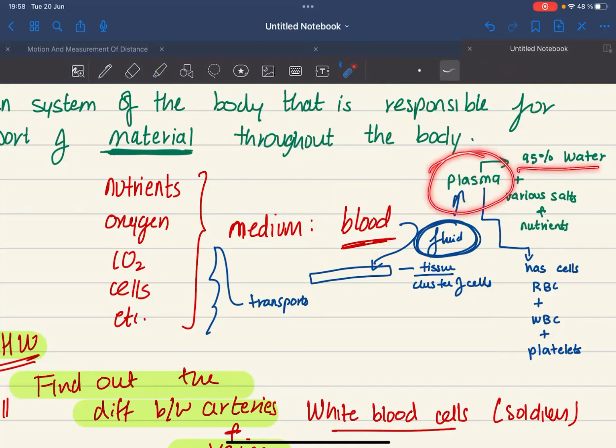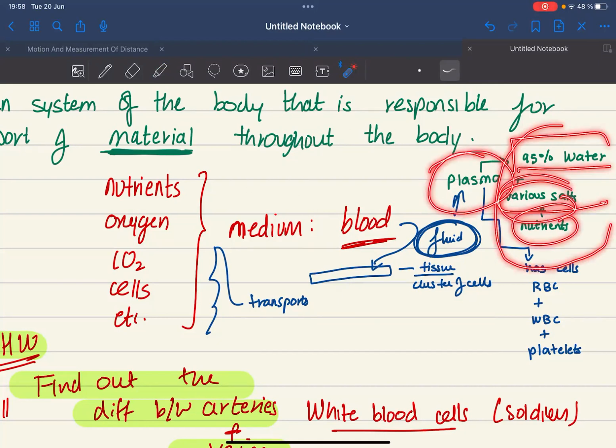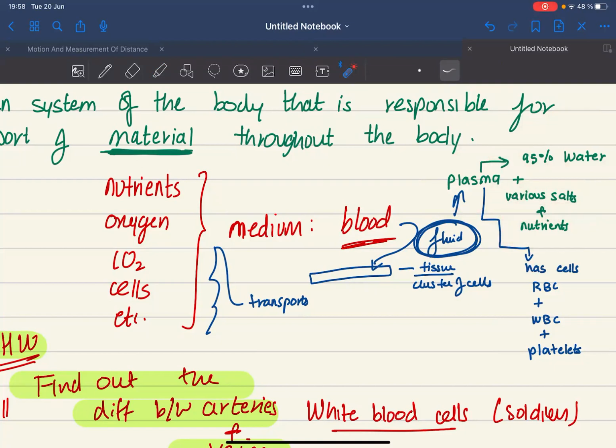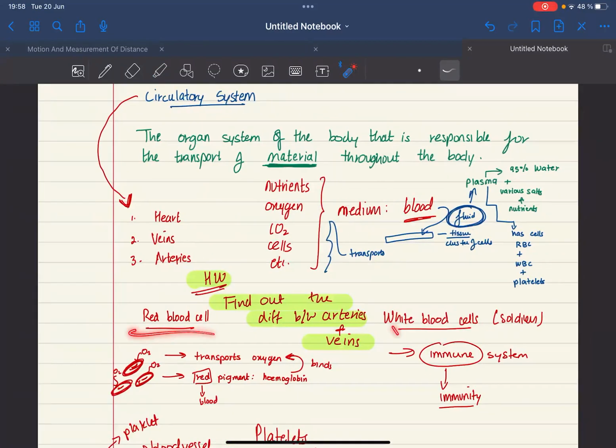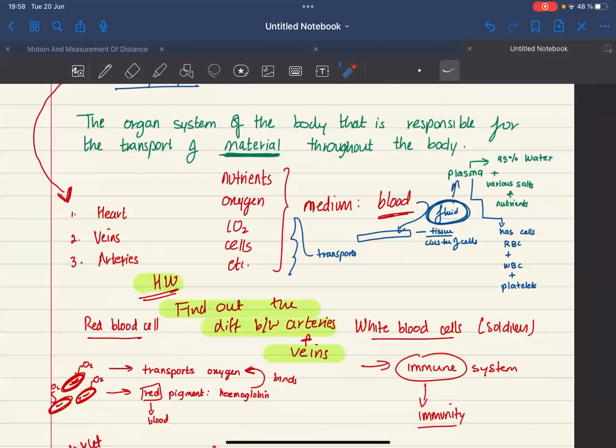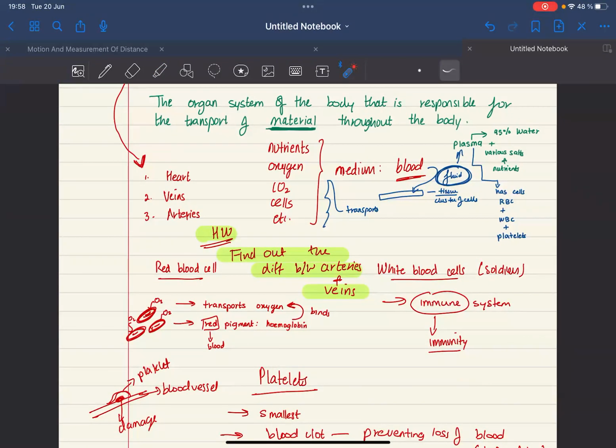So this plasma is nothing but 90% water, and the remaining is various salts and nutrients. So plasma only has these components. If people tell you two statements, blood consists of WBC, RBC and platelets, and another statement stating plasma consists of RBC, WBC and platelets, you should choose the second option because it is more accurate, because plasma is something that is inside the blood and consists of these three components. Am I clear? Yes, ma'am.